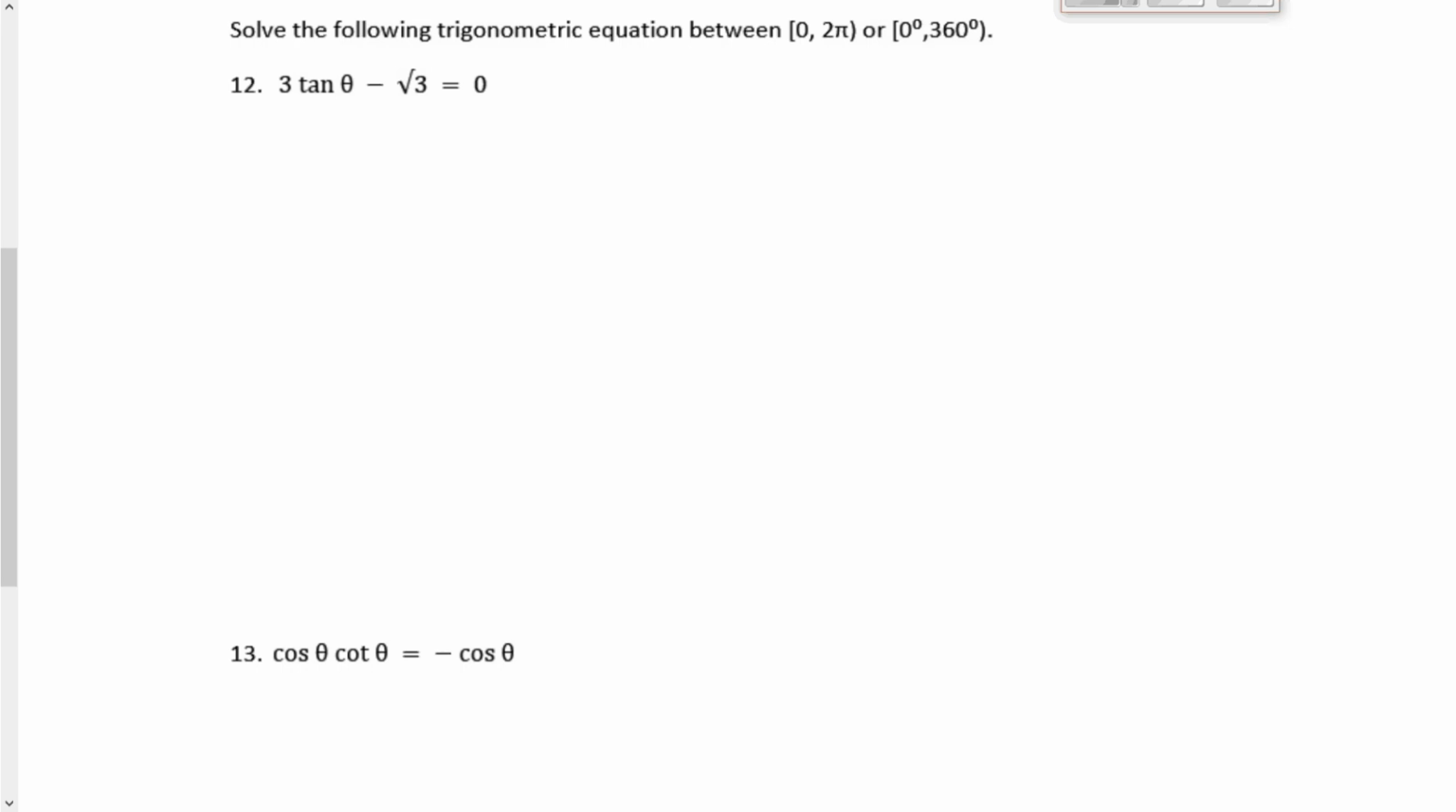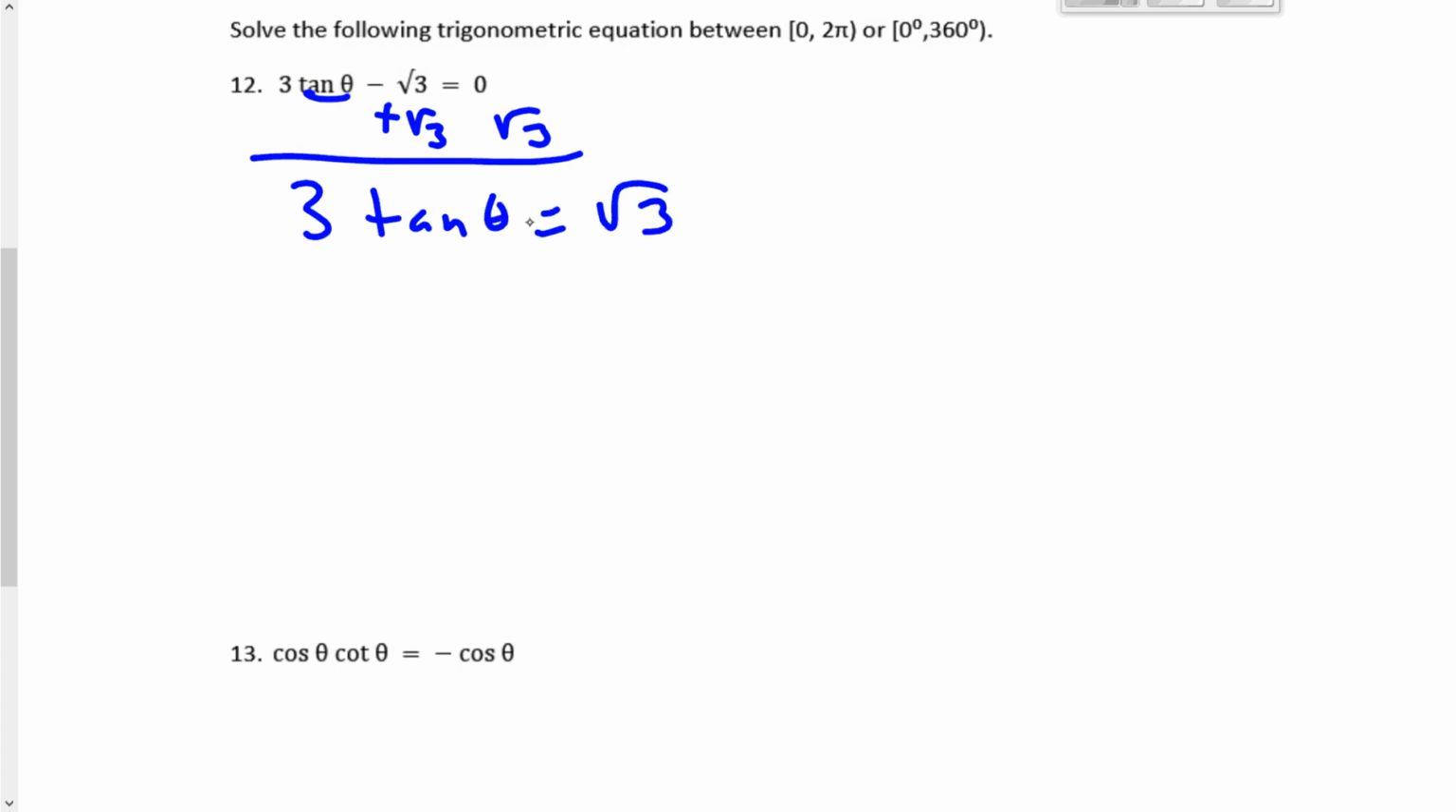Okay, so on these ones that we're solving, that means we can do things to both sides, and our answers you can either put them in radians or degrees, but just from 0 to 2 pi is fine. Okay, so here we want to isolate the trig function tan of theta, so if we add root 3 to both sides, we get 3 tan of theta equals root 3, divide by 3. Tan is root 3 over 3, and it's positive, right? So that means we're in the first and the third quadrant.